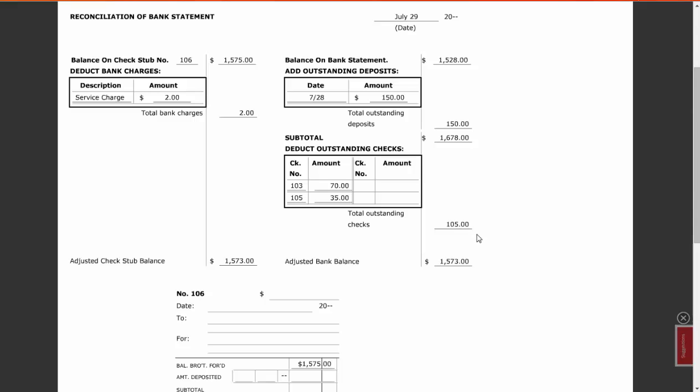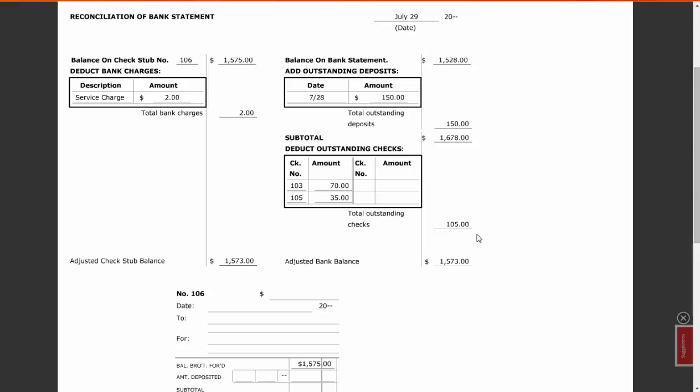And then I look right here. I have 1,573 and 1,573, so that means I can do my happy Olaf dance because my bank reconciliation equals. Would you agree? These two numbers are in balance. We're not done yet, though. Two things we have to do. Our bank statement, our check stub balance does not say 1,573. What does it say? 1,575. I need my check stub to be right.